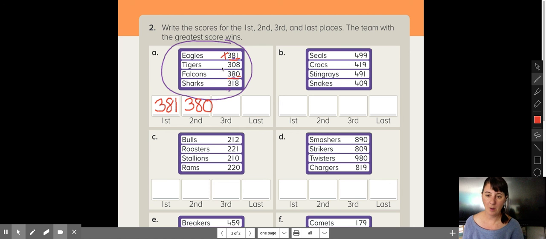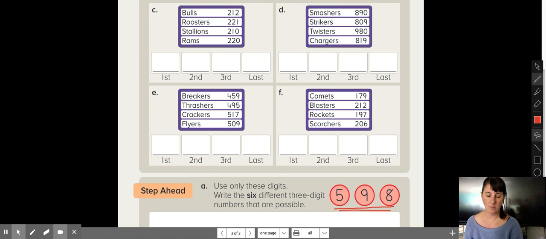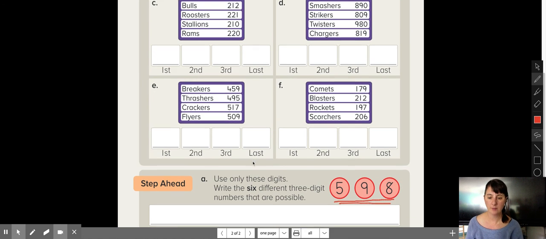Okay. Now we need to compare 308 and 318. So if we look at 318, there's a 1 in the tens place. That means they're at third place because there's 0 tens for the Tigers. So 318 goes here, and then 308 here. All right, guys. And then do that for the rest of these. Put them in order from first place to last place. So most points to the least amount of points.